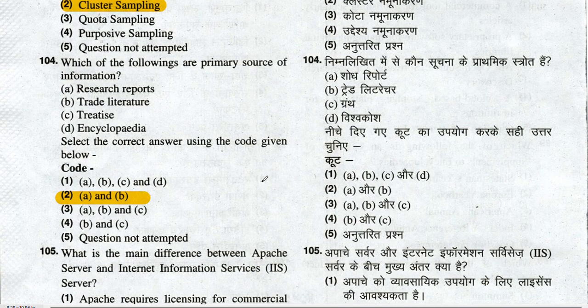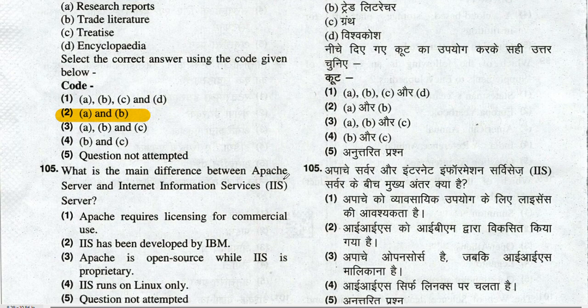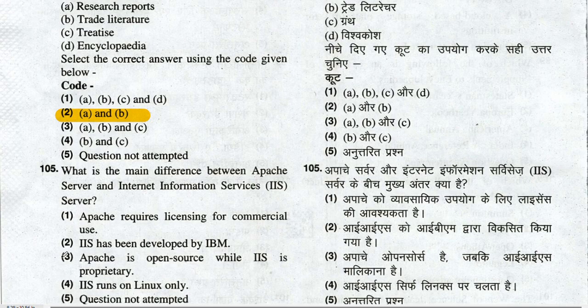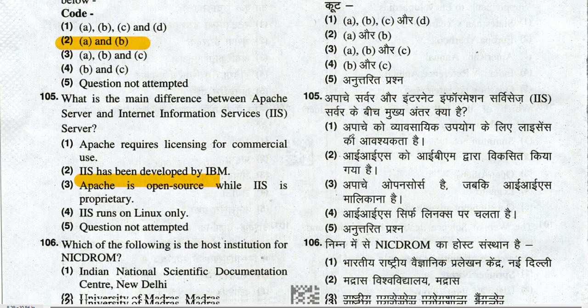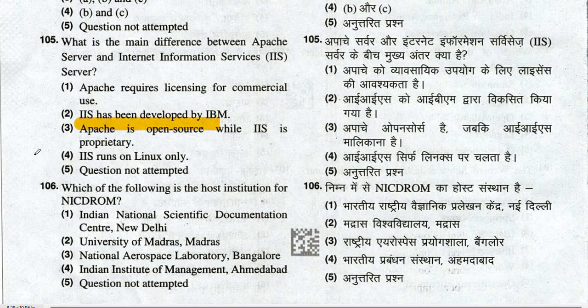Let's move to question number 105. What is the main difference between Apache Server and Internet Information Service IIS server? Apache is open source while IIS is a proprietary software. So option number 3 is the right answer of this question. The main difference between Apache server and Internet Information Server is that one is open source and the other is proprietary software.